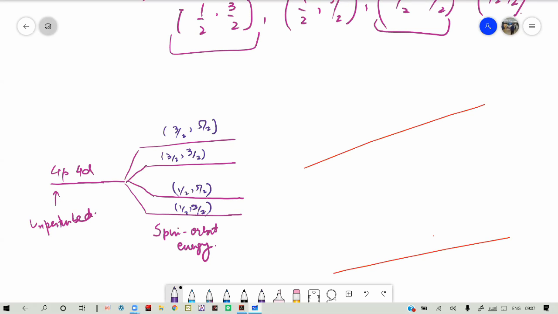This will be when we treat only spin orbit energy. So we have only the possible J1 and J2 values. This spin orbit energy, what it does actually, it splits this into these four energy levels, and when it splits it into four energy levels, the 1 by 2, 3 by 2 will be lowest energy, and this is of highest energy.